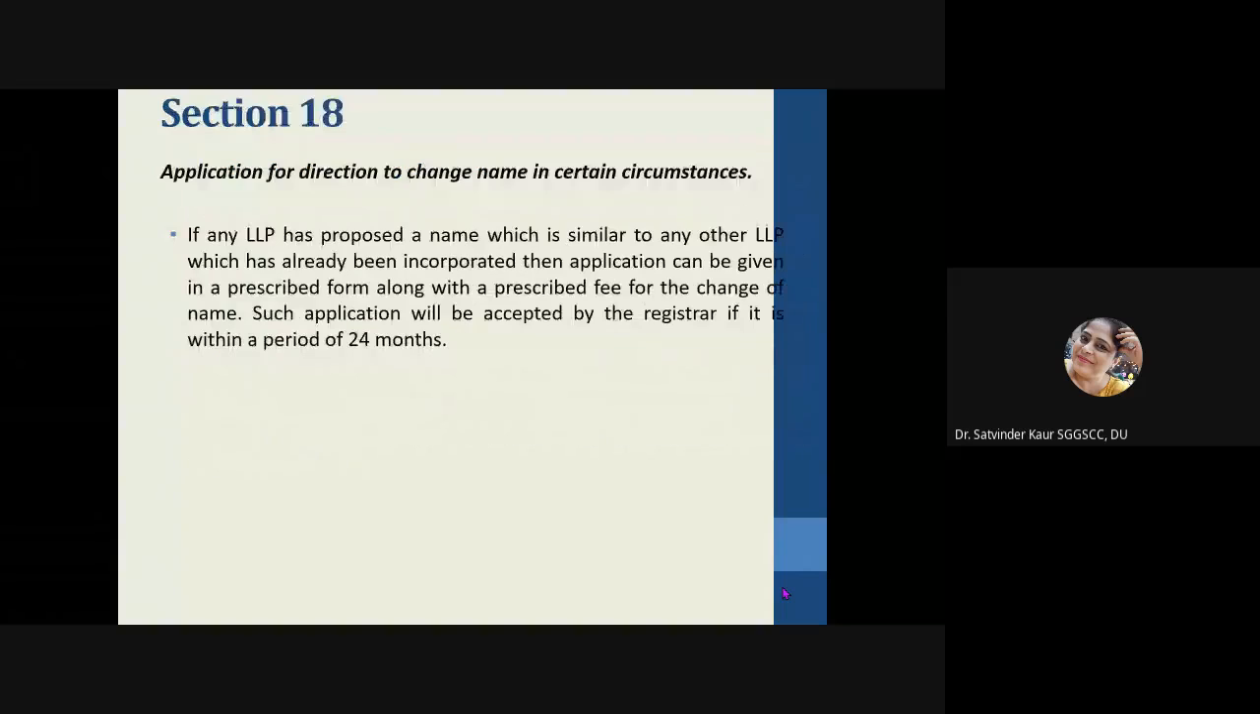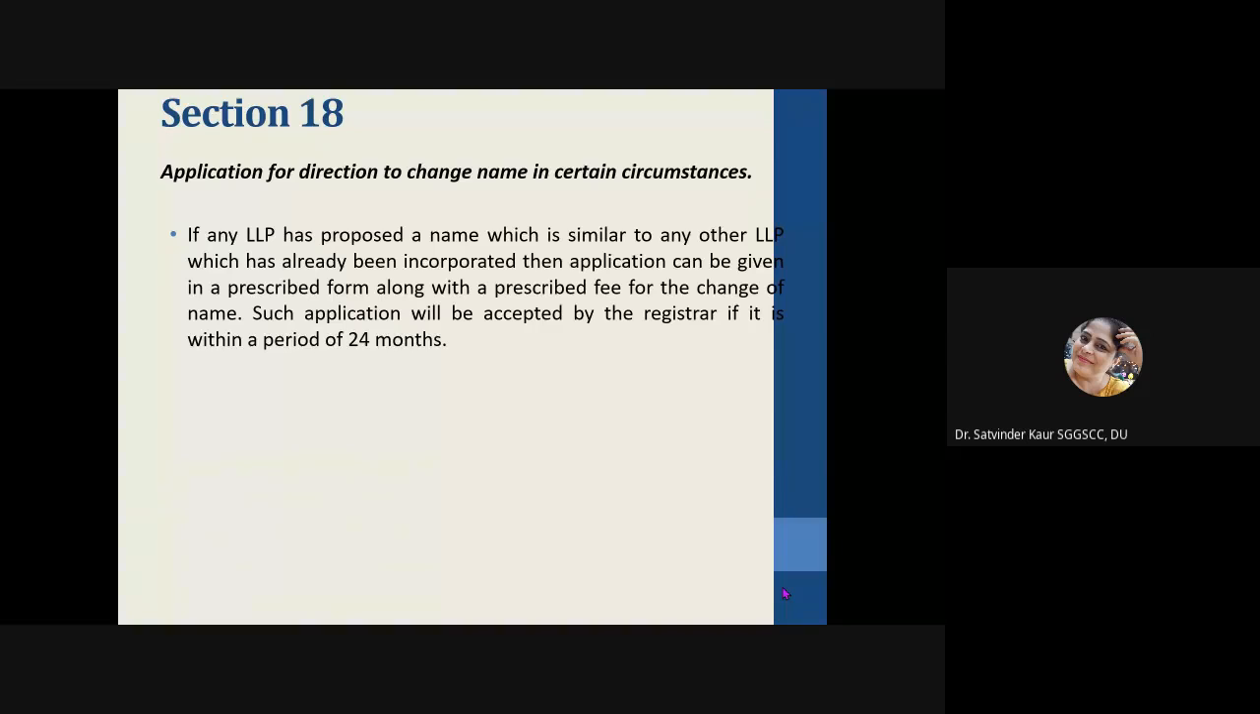Then if we say application for direction to change name, so if the LLP has proposed a name which is already similar, or any LLP or other organization already exists, then the change can be given along with the prescribed fee, and such application will be accepted by the registrar if this particular change happens within 24 months from the date of incorporation.